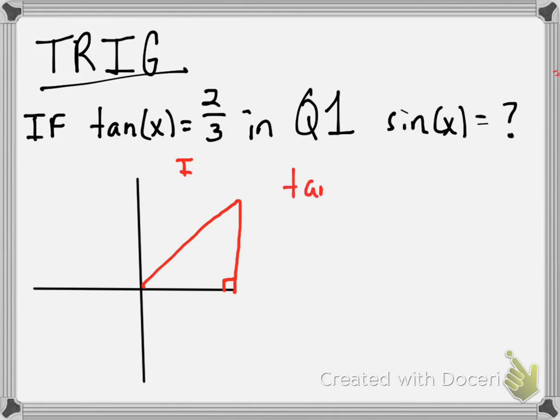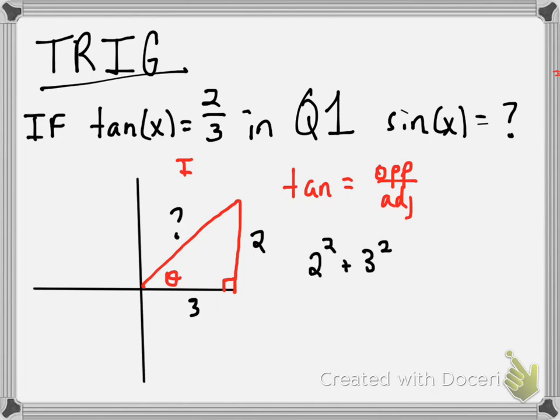And so tangent, if we recall, is opposite over adjacent, or y over x, however you need to think about it. So opposite would be 2, adjacent would be 3. The y coordinate is 2, and the x coordinate is 3, based on the coordinate plane, based on your unit circle. So we need to find the hypotenuse first, because sine deals with opposite over hypotenuse.